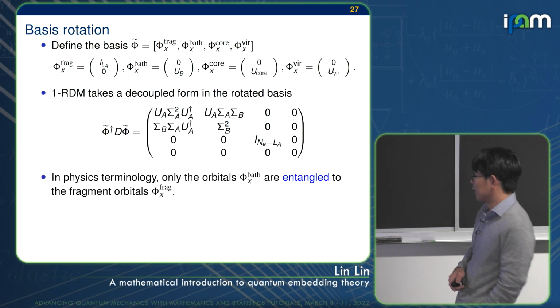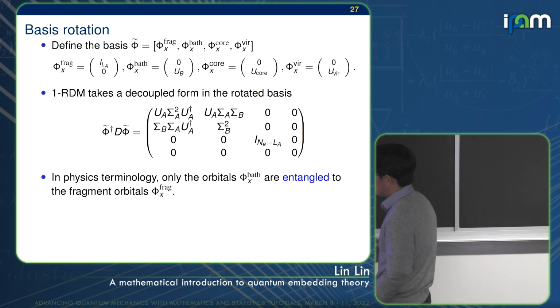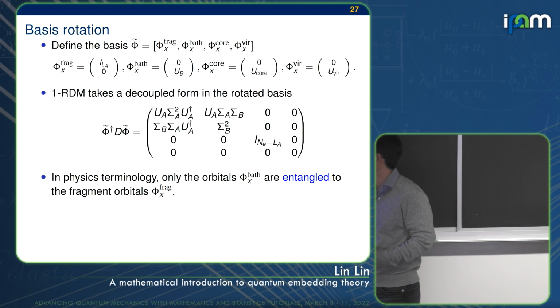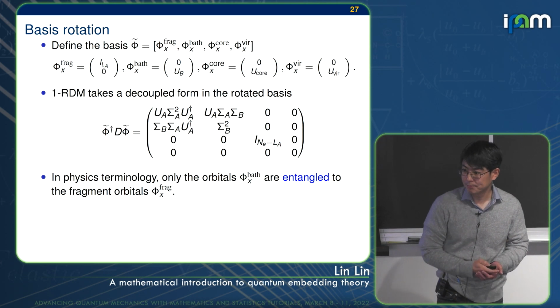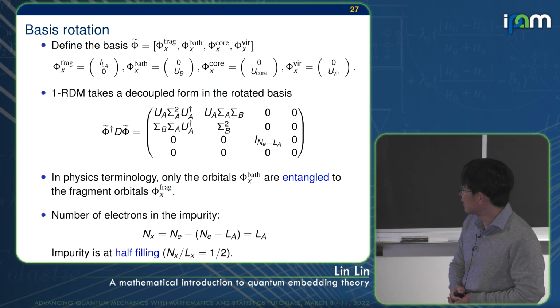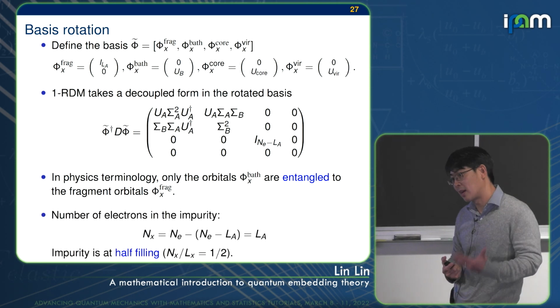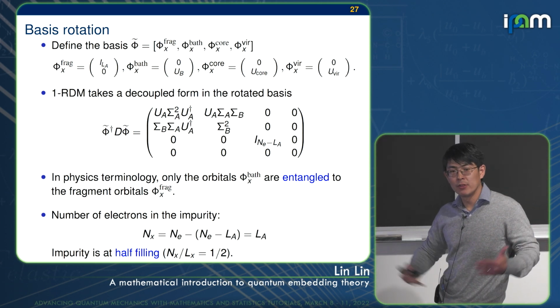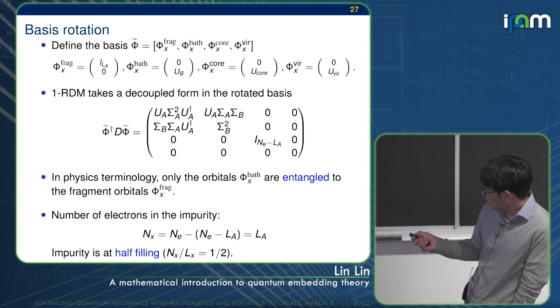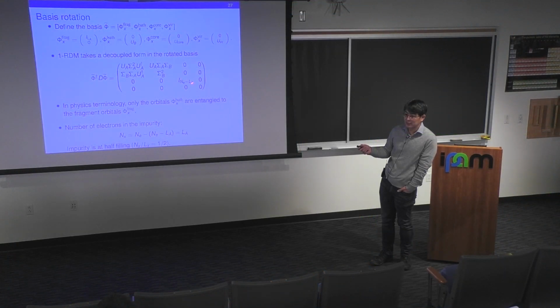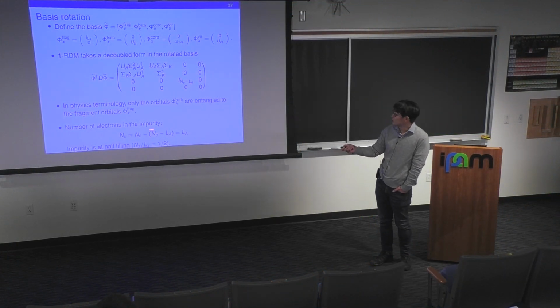In the physics terminology, only the bath part is coupled to the fragment orbital, but that coupled means block diagonalization. The number of electrons in the impurity, we can do a simple counting. There are NE of those in total, and here you have NE minus LA of those in the core. So the number of electrons in the impurity, meaning fragment plus bath, is NE minus the core, which is LA.